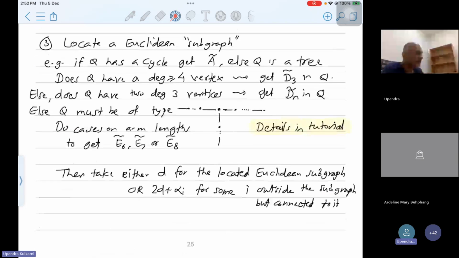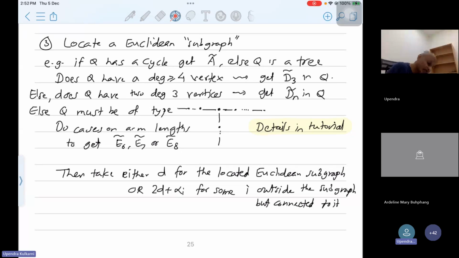So for an arbitrary graph, I located a Euclidean subgraph. And if this Euclidean subgraph is not the whole thing, Euclidean, by the way, I will get a Euclidean one or even a Dynkin. The entire graph would be Dynkin or Euclidean. If not, then there will be a Euclidean subgraph and some extra thing. Okay. So what is this extra thing? The extra thing could take two forms.